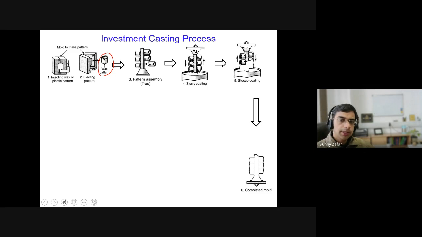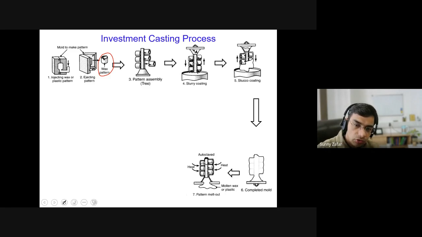And once the mold is completed, this stucco coated mold, which has the wax patterns inside, is heated. Here it is mentioned as an autoclave. An autoclave is a type of furnace which can heat up. And what will happen on heating? All these wax patterns which are inside will melt very quickly because of the heat of the furnace, and hollow cavities will be left, made up of this stucco and slurry coating. This means this hollow cavity is now almost a ceramic cavity.